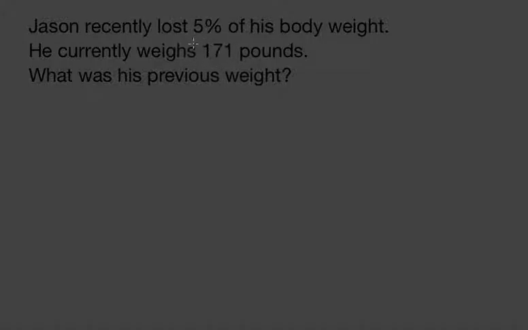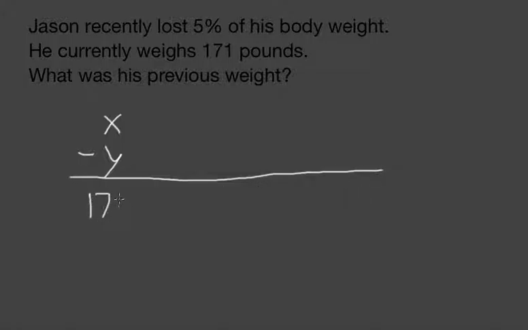So we think, okay, he's going to be increasing his weight. Well, we're not increasing his weight. That's not what we're doing. We're actually finding what his weight used to be before he lost the weight, all right? So basically, he started out as a certain amount of X, right? He started out as X, and he lost Y, and in the end, he weighed 171 pounds, okay?